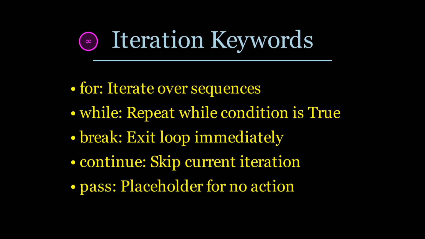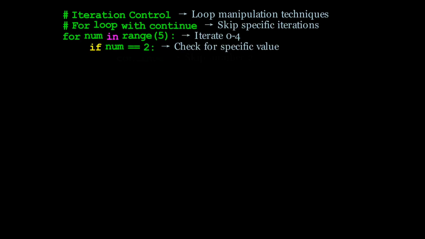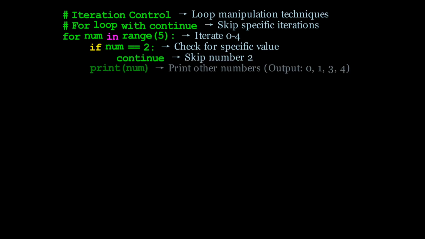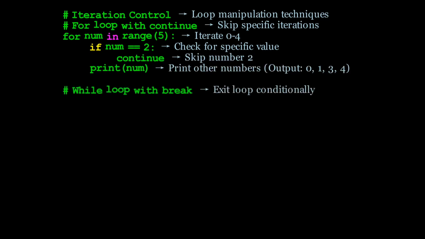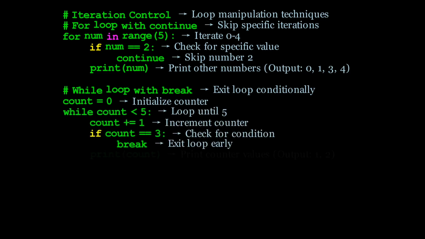Let's examine two common patterns. First, a for loop with continue. We iterate through numbers, skip processing when we hit 2, and print the remaining values. Then a while loop with break. We count up from 0, and break at a specific condition. This gives us precise control.